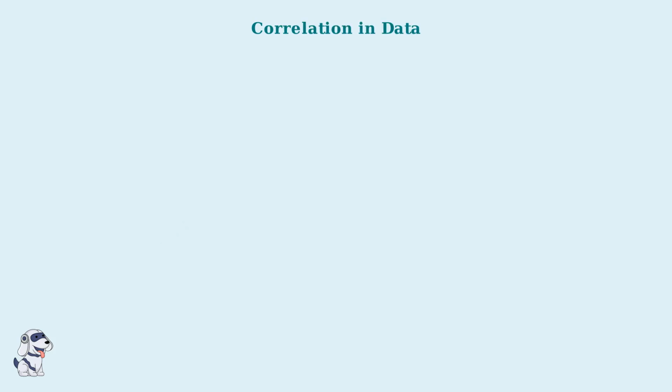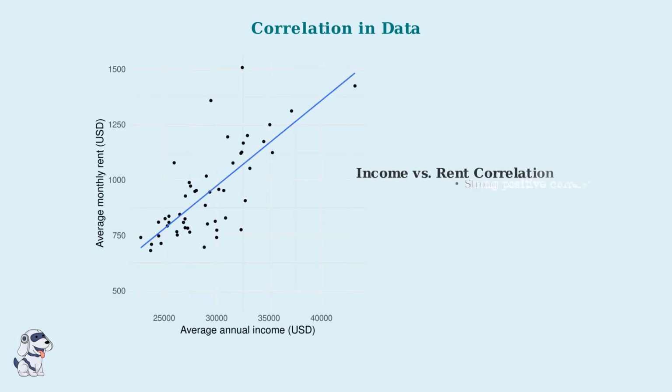This scatter plot shows a strong correlation between income and rent prices. Areas with higher average incomes tend to have higher rent costs. But does higher income directly cause higher rent? Not necessarily. Both might be influenced by other factors like location desirability, job markets, or housing supply.